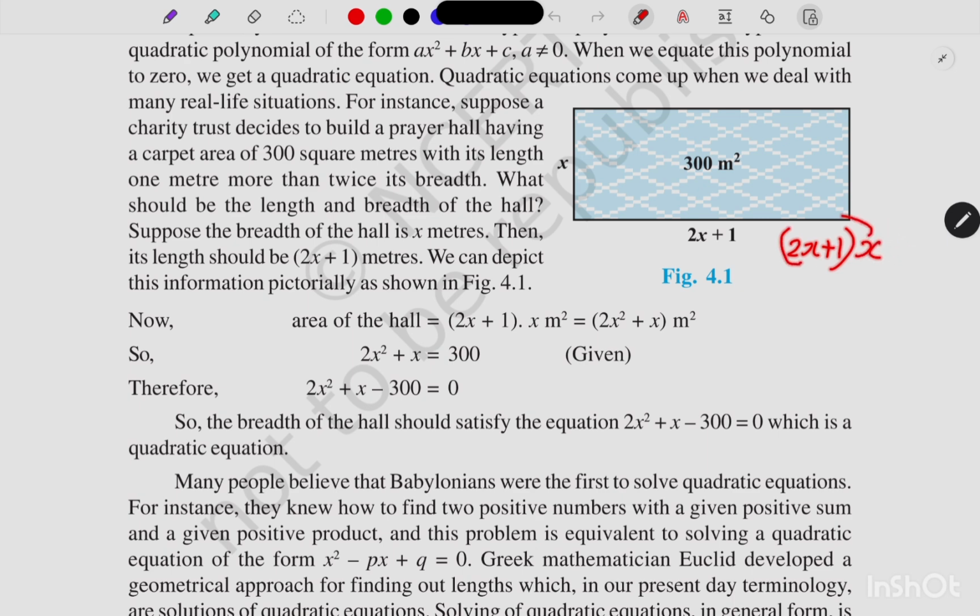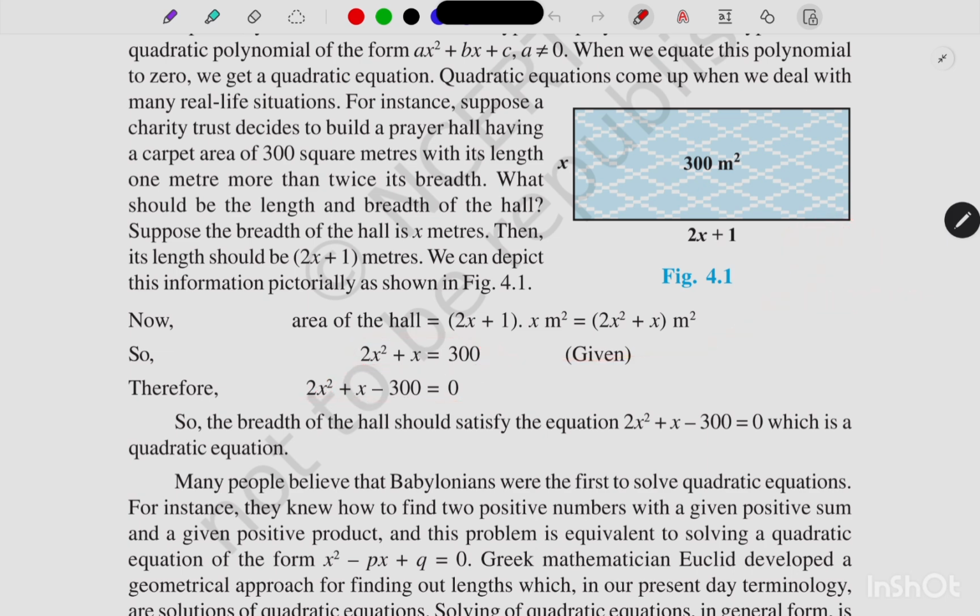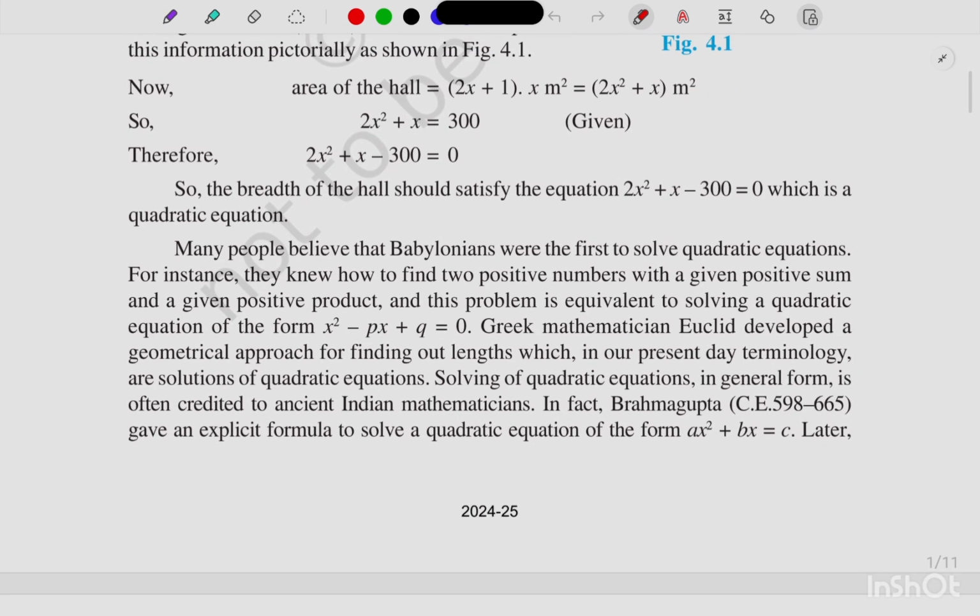Now using the distributive property, we can distribute x over both of these, and you will get 2x square plus x. Now what is this? This is 300. So this matches what is given here. Now to make it in the general form of ax square plus bx plus c equal to 0, just take the 300 to the other side. So 2x square plus x minus 300 equal to 0. Pretty easy thing. Alright, let's continue.